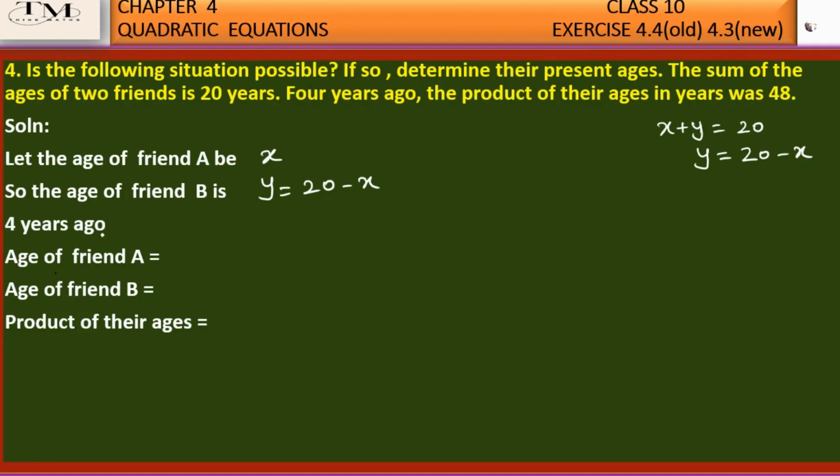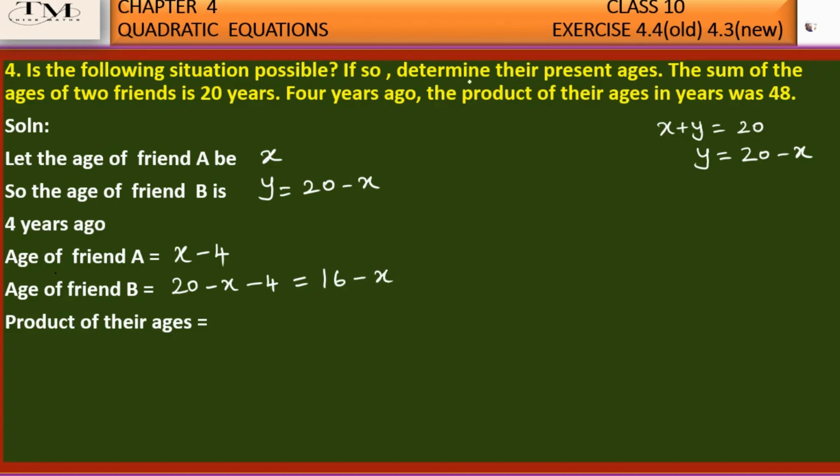Yes. 4 years ago. So 4 years ago means before 4 years, what is their age? Their age will reduce by 4. So before 4 years, the age of friend A will be x minus 4. If our age is now 20, before 4 years it will be 16. So in the same way, we are subtracting 4. Okay. So now the age of friend B. At present, the age is 20 minus x. So before 4 years, we have to subtract. So this is equal to 20 minus 4, 16 minus x.